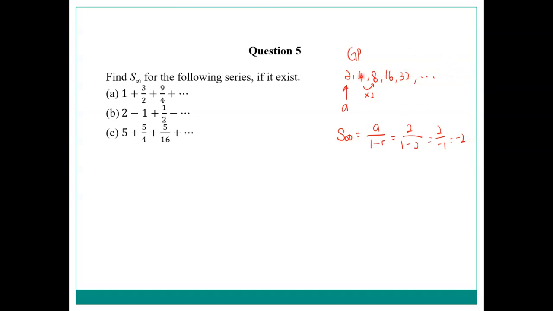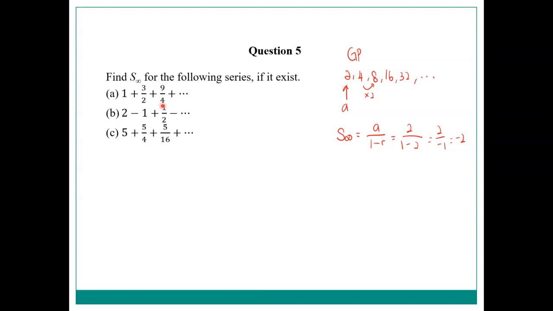All these are positive values. If we add all these positive values until infinity, how do we get negative 2? It is impossible. So for your information, this geometric series does not have a sum to infinity. Or in other words, this series diverges. As a result, not all geometric series have a sum to infinity. In other words, not all series converge.